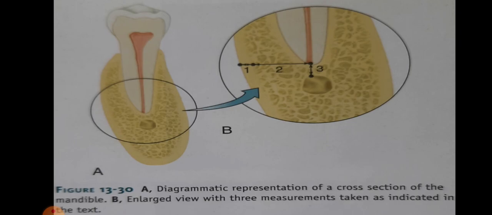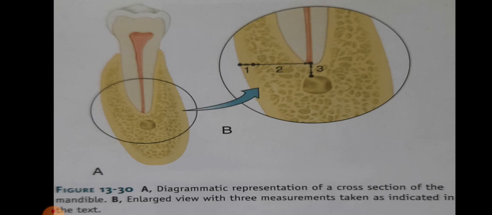The mean width of the buccal plate, B1 in figure 13.30, over the premolar is 1.9 plus or minus 0.49 mm. Over the first molar it is 2.38 plus or minus 0.57 mm, over the second molar it is 5.6 plus or minus 0.93 mm, and over the third molar it is 2.34 plus or minus 1 mm.